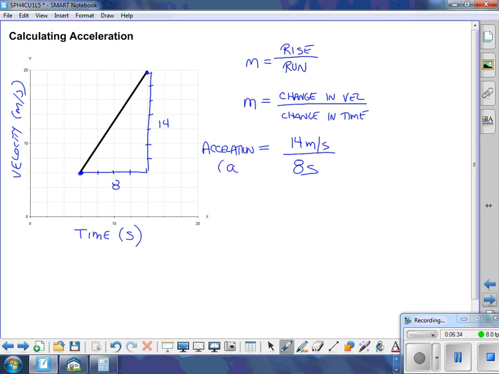And acceleration is just a small a. You don't have to write it out every time. So 14 divided by 8, that's 7 divided by 4. We'll just leave it as a fraction. I'm not too worried about that.